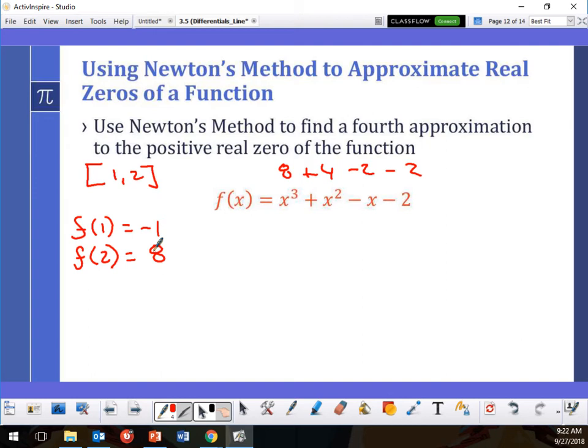Okay? So now, let's take a look. Let's start off with a number. I know it's going to be closer to which one? 1. It's going to be closer to 1, isn't it? Yeah. Okay, so let's say 1.2.